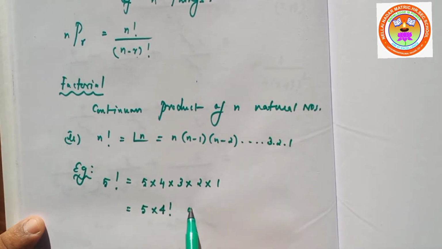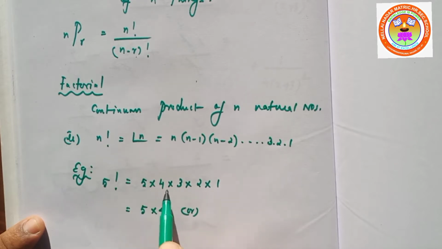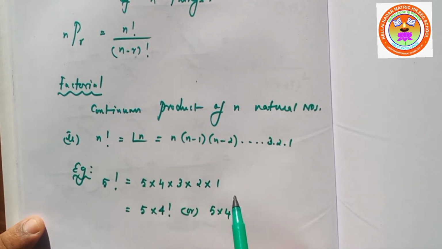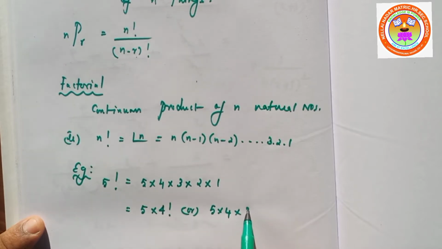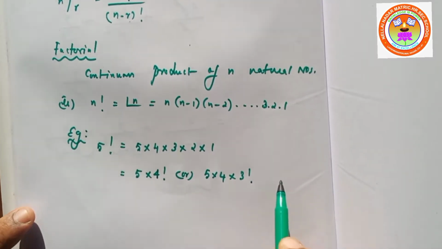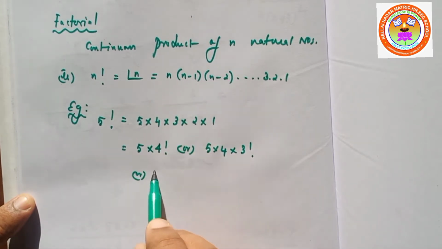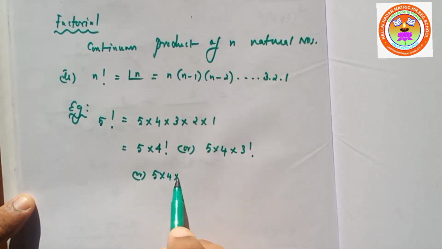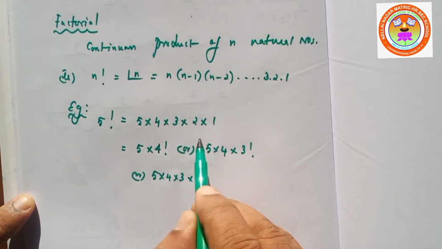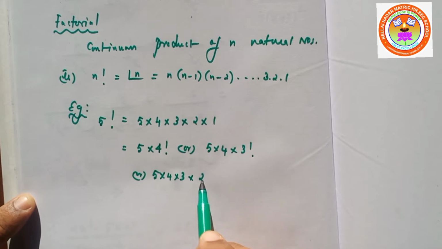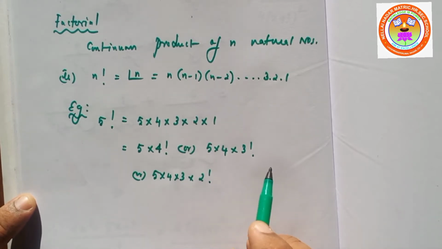Or write 5 and 4 as it is. Then we have 3 into 2 into 1, that can be written as 3 factorial. Or else write 5 into 4 into 3 as it is, then we have 2 into 1, that is 2 factorial. Like that you can write.